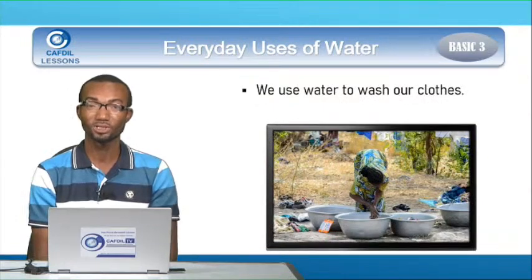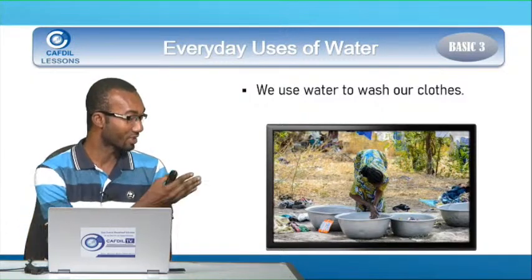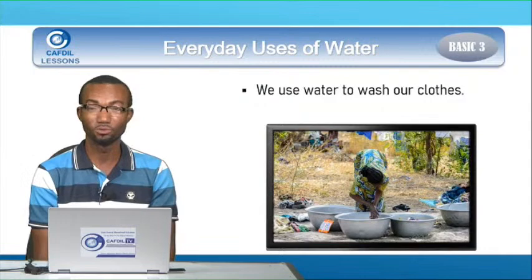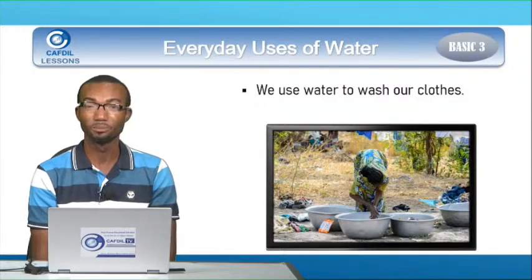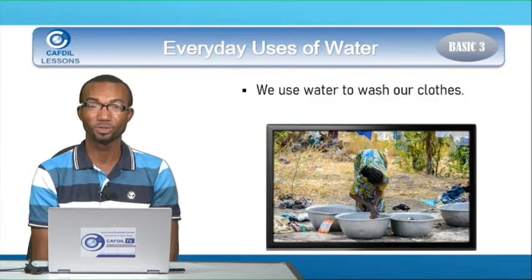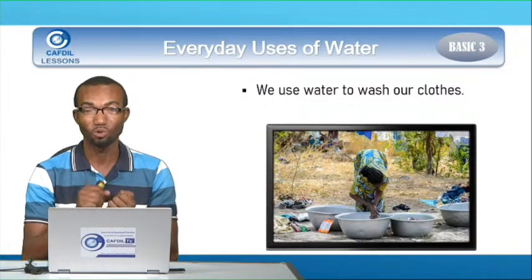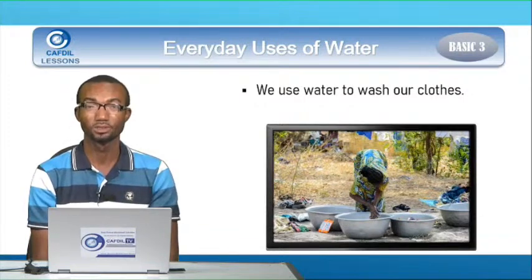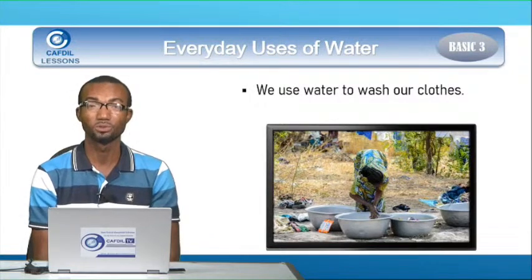Kate, we also use water to wash our clothes. When your clothes get dirty, you use water for washing, as you see the woman over there doing. All the pans or the basins there are filled with water, and then you add soap to it, and then you use it to wash your clothes. So one of the everyday uses of water is that we use water to wash our clothes.